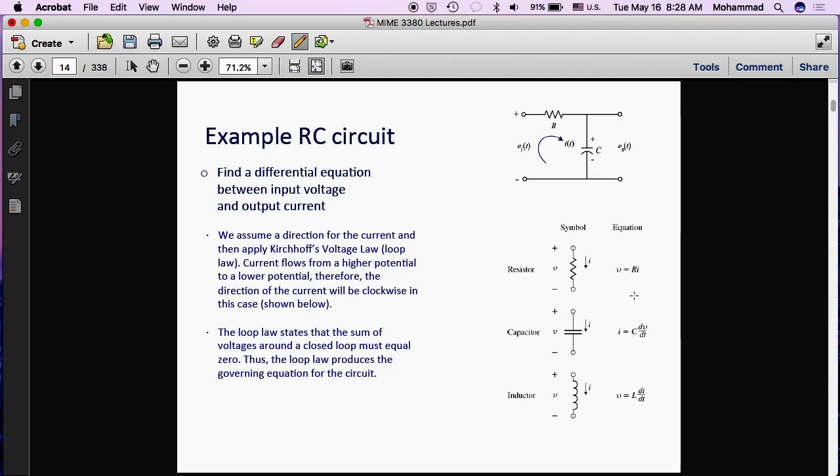So the amount of potential across the resistor defines how much current will pass through it, and the amount of current is proportional to the value of resistance. So with the same voltage, if you have more resistance, less current will pass through it. If you have less resistance, more current will pass through. That's what it says.